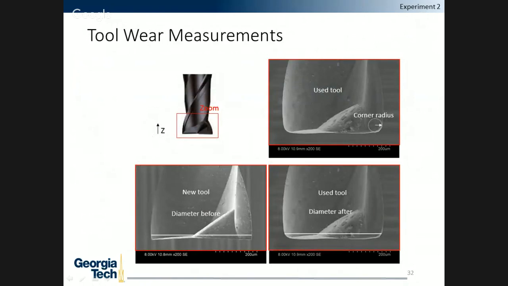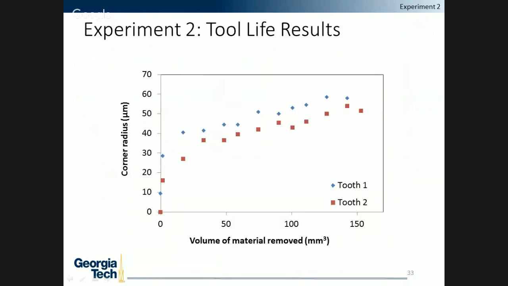Also, to help measure tool wear, we also measure the corner radius at different points, as well as the diameter before and after. But since all the wear measurements showed the same trends, we'll be only showing the results for the corner radius. As is shown, we have the corner radius here, and the cumulative amount of material that's been removed. And similar to results that have been shown in previous tool life studies, there's a rapid amount of tool wear in the initial 20 millimeters cubed of material removed, and then afterwards it reaches a steady state of wear, which only linearly increases.